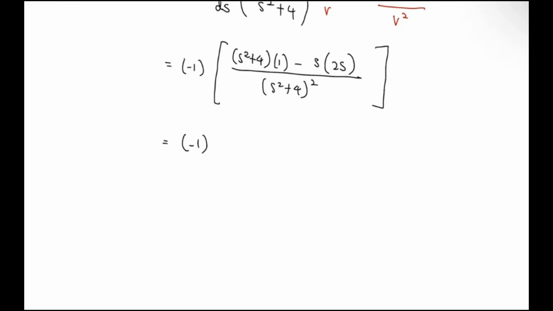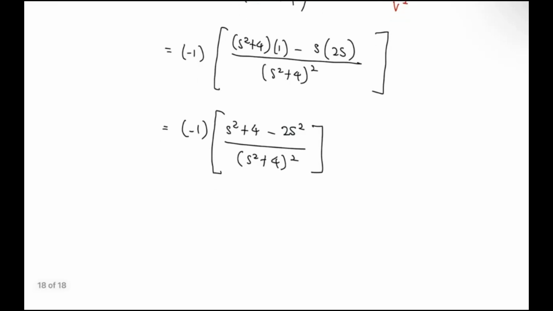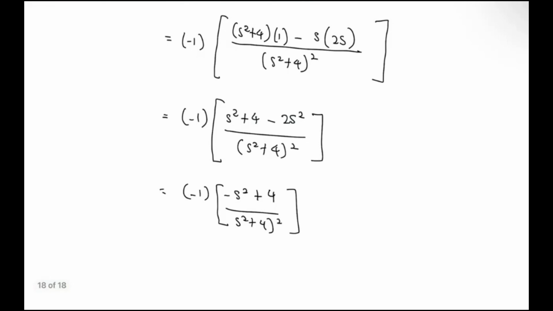So we have negative outside. So s squared plus 4 minus 2s squared over s squared plus 4 squared. So s squared minus 2s squared, so minus. So we have minus s squared plus 4 over s squared plus 4 squared. So multiply with negative 1, so you have s squared minus 4 over s squared plus 4 squared.